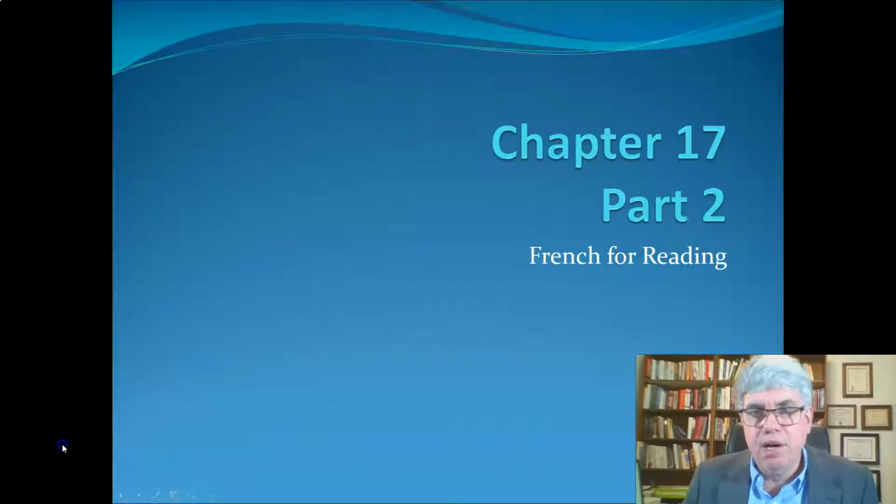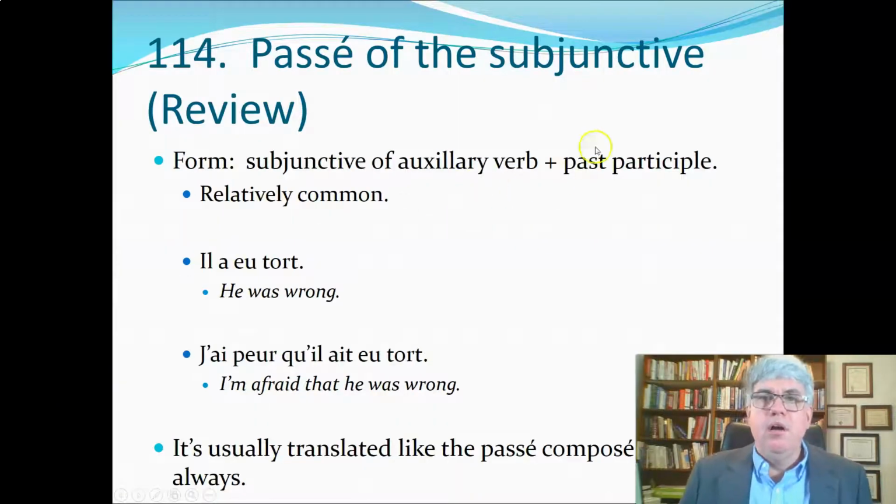Chapter 17, Part 2. We're going to look at the passé composé of the subjunctive again. So we've already looked at the past tense of the subjunctive, and this is just a review because we're doing a bunch of weird tenses right now. So the form is the subjunctive of the auxiliary verb and the past participle.